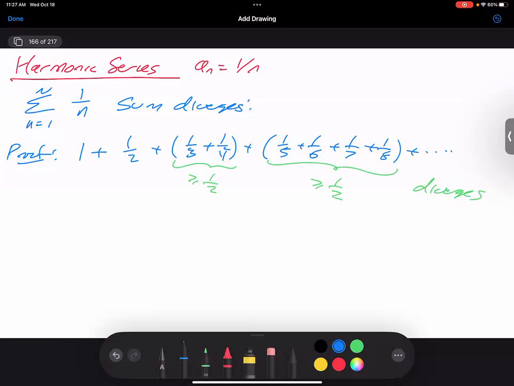Another proof is the integral test, but I want to do the integral test last. I want to do the following.